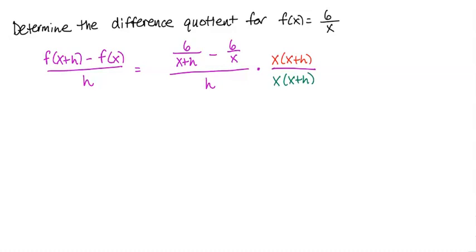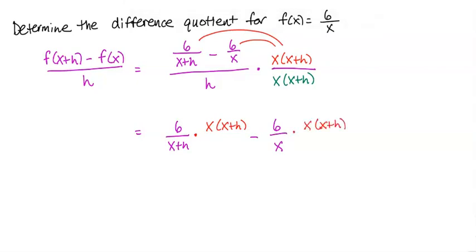So you can see I started with one complex fraction. I'm multiplying this times a fraction that has a value of 1 because it has the same expression in the numerator and the denominator. So now in the numerator up here I'm going to need to multiply each one of these terms times x and x plus h, and then in the denominator I'll multiply as well. So this is going to give us our 6 over x plus h needs to get multiplied times x and x plus h, minus our 6 over x also needs to get multiplied times x and x plus h.